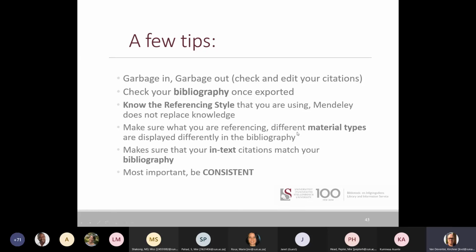Make sure of what you are referencing, different material types, that you always have to check. And make sure that your in-text citations match your bibliography, and then consistency. That is sometimes more important than anything. Sometimes a style doesn't give you clear direction on how to cite a specific article. Then just be consistent. Don't cite it one way at one point and then in another way at another point.